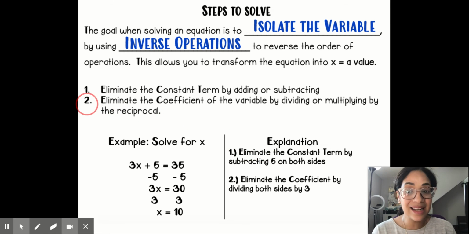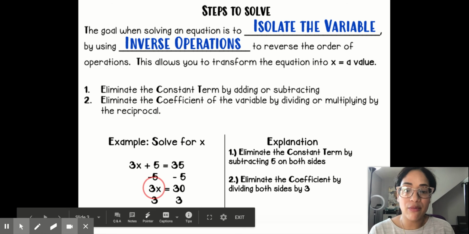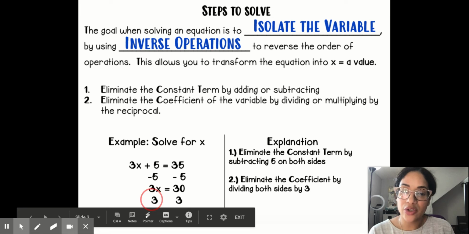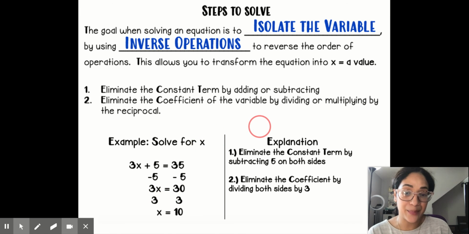Now my second step is to eliminate the coefficient of the variable. Remember, we want to get x by itself. That means I don't want a number next to it. So we're going to do that by either dividing or multiplying by the reciprocal. And right now, I have a number right next to a variable that represents multiplication. The inverse of multiplication, the opposite of multiplying, is dividing. So I went ahead and divided both sides by 3, and that's how I was able to get 10.